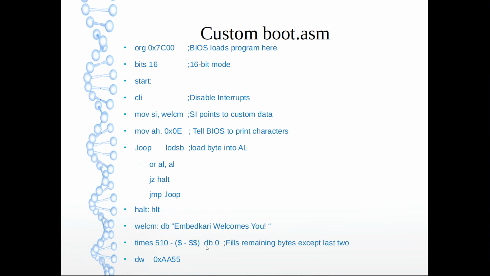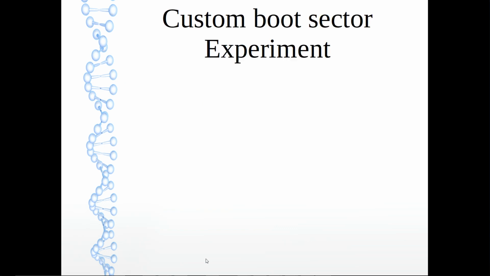This is the convention: current address minus starting address, and 510 minus that, so that will be the rest of the stuff. And here is a kind of magic number to recognize that this is a boot program. So we can see how it looks after we build it.